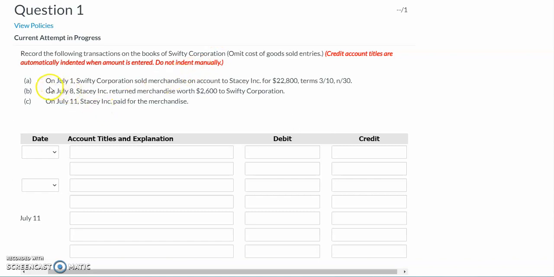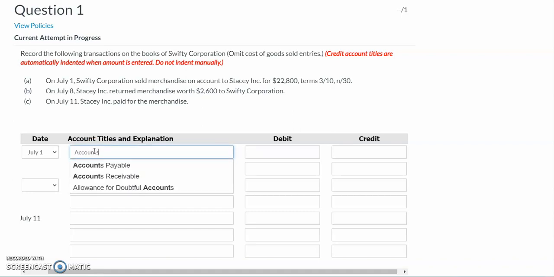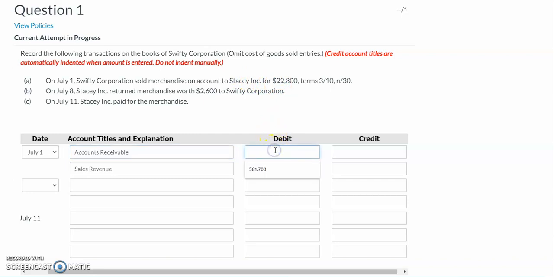So in the first transaction, we have July 1st as our date of the transaction, and Swiftly Corporation sold merchandise on account. So that means I get to record our sales revenue, which will be a credit. And because it says on account, I'm going to go ahead and debit accounts receivable. And we made the sale to Stacy Inc. for $22,800.